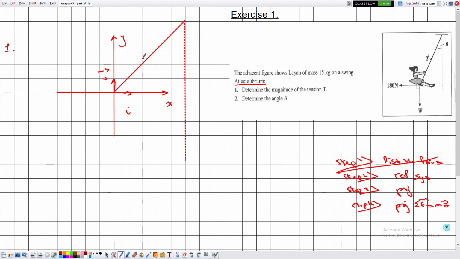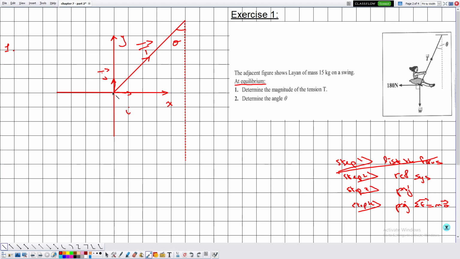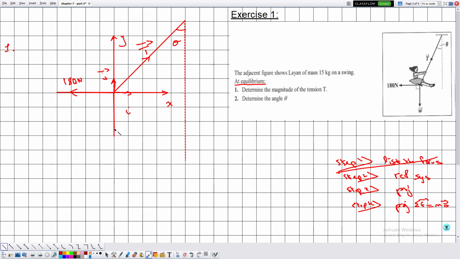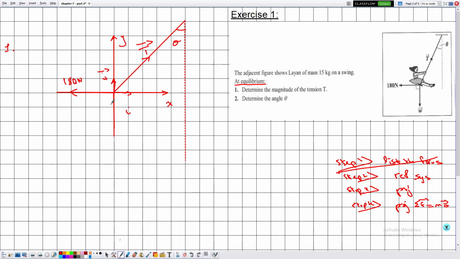So this is the T vector, tension. This is the angle theta. This is the vector having magnitude 180 newtons, and this is the weight given by W. Okay, and here we have that the mass is equal to 15 kilograms. Okay, so we are done with step number 2.